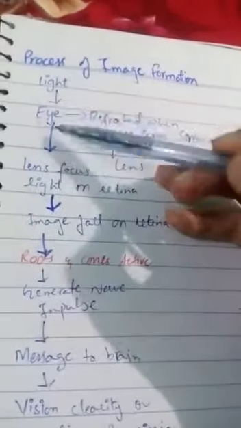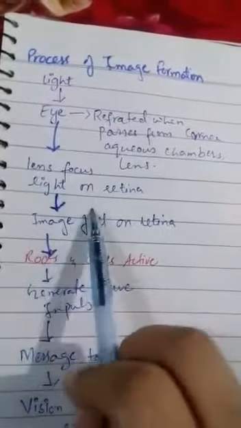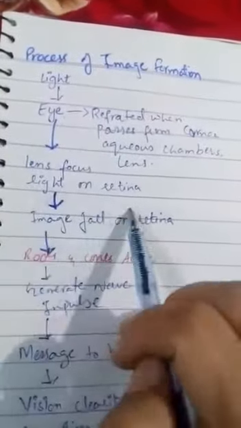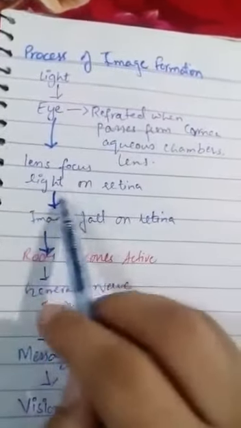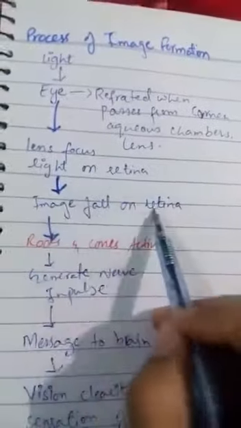So when the light enters the eye and is refracted, the lens focuses the light on the retina. So light enters the eye and is then focused onto the retina, and the focusing of the light on the retina is done by the convex lens. Then the image falls on the retina.